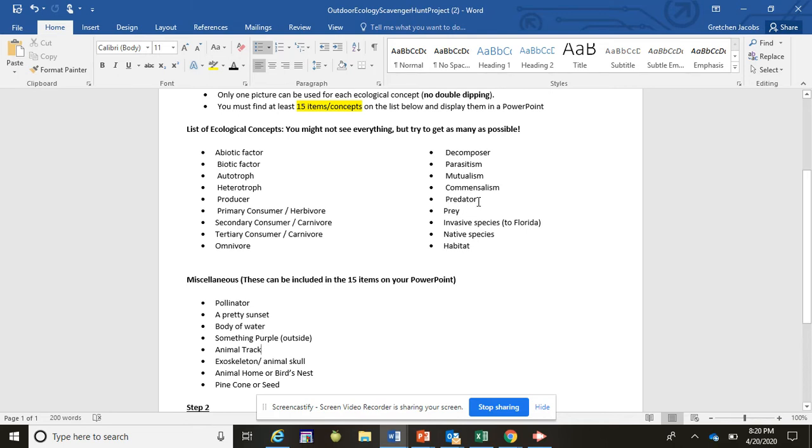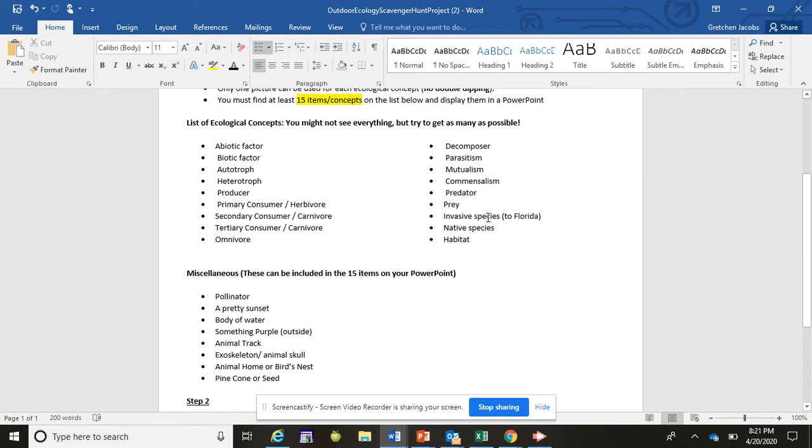So identifying something that would be a predator and then identifying something that would probably get eaten, like a bug or something. An invasive species, something that's invasive to Florida. If I were you, I'd look up invasive plants in Florida because there are a lot of invasive plants that people have in their yard.